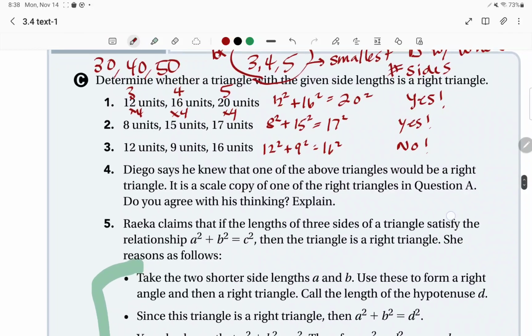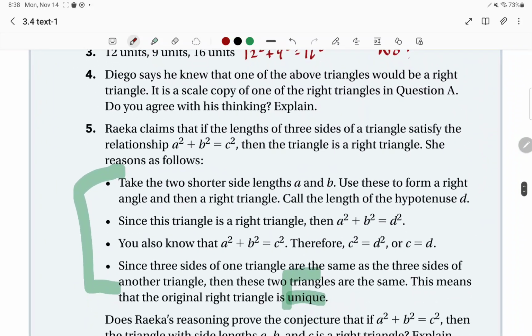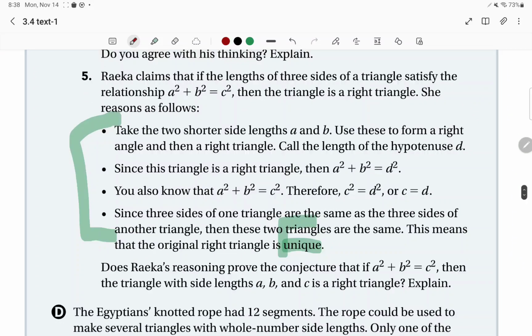That's number 4. Pause the video and answer that question as needed. And then number 5, with her claims, yes, everything she's saying is true. Essentially, you can create any two sides that create a right angle and then figure out what this length has to be, and you've got yourself a right triangle, and that's what she's saying.